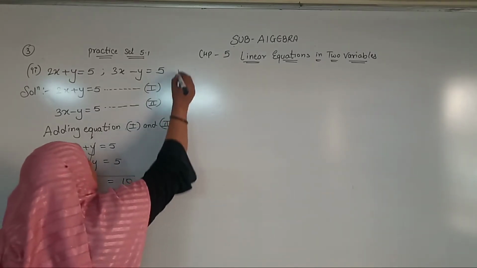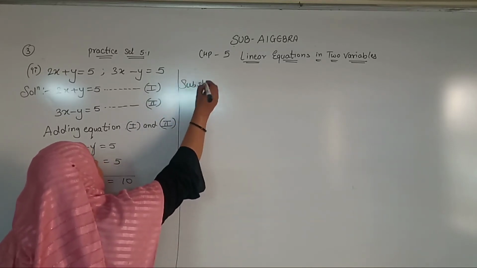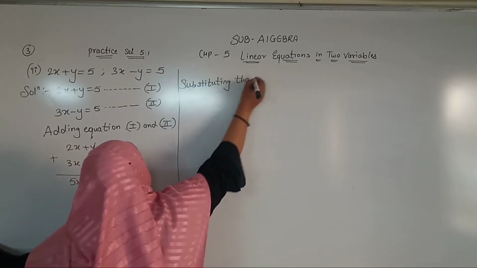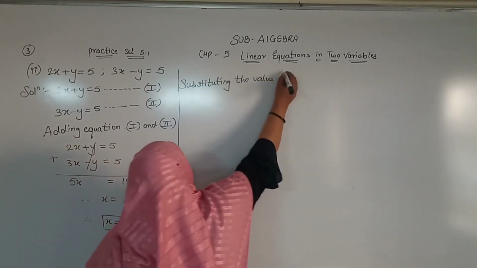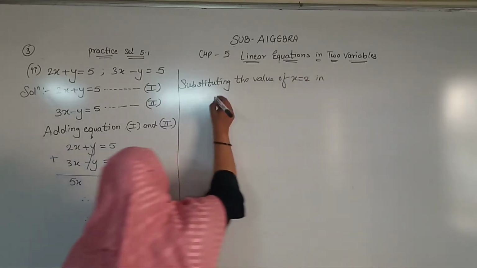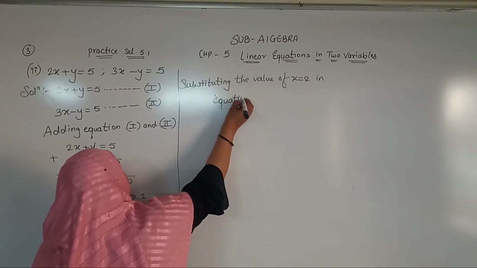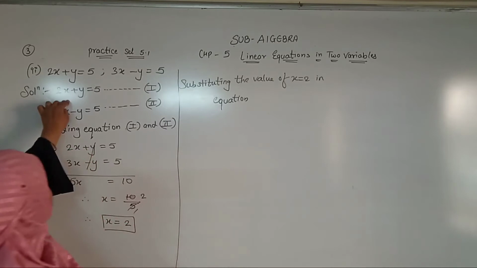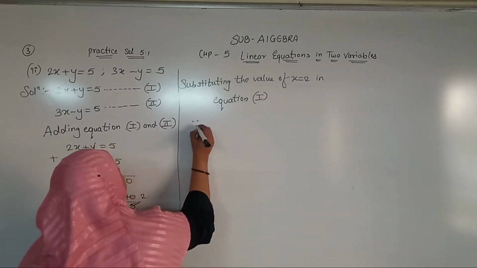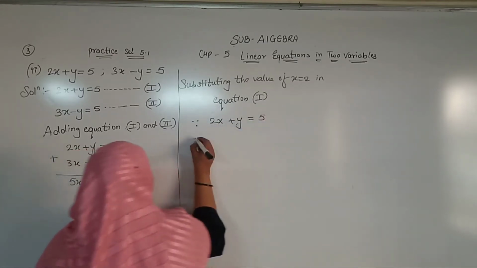Now student, continue, you can write, continue. Now I will substitute the value of x equals 2. In which equation can you put it? I have two equations. Go for the easy one. I can go for the first equation. So, equation number 1. What is equation number 1? That is 2x plus y is equal to 5.